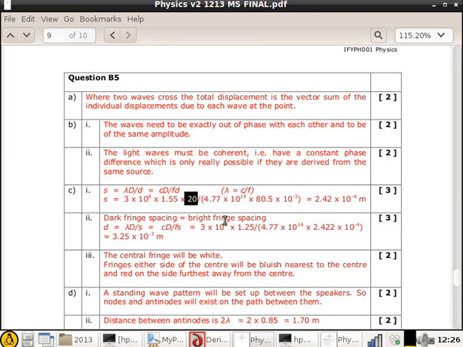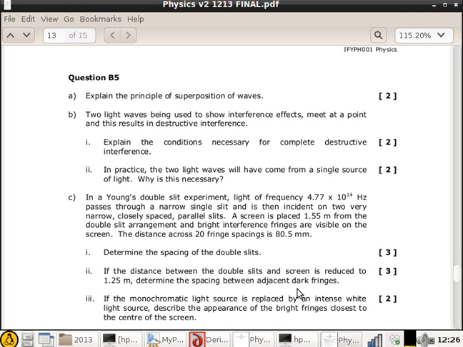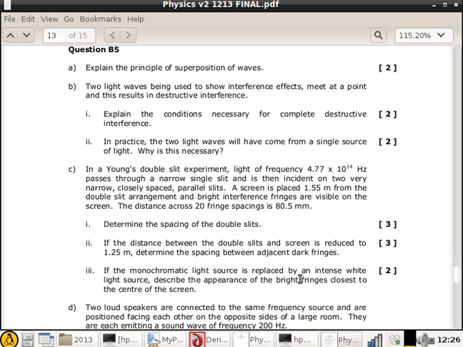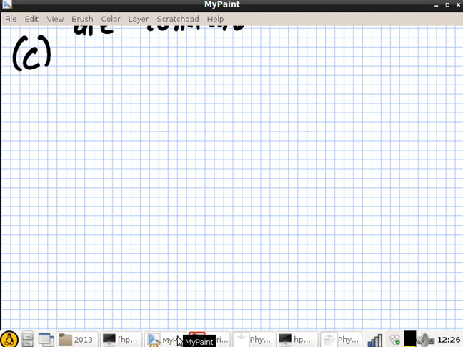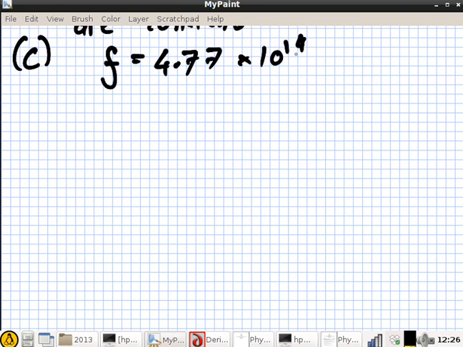They have 20 here. Let's do it now. Yes, please. Okay. So, do you have the information down so you can read it? Oh, actually, I have it here. Okay. Part C. The frequency is 4.77 times 10 to the 14.